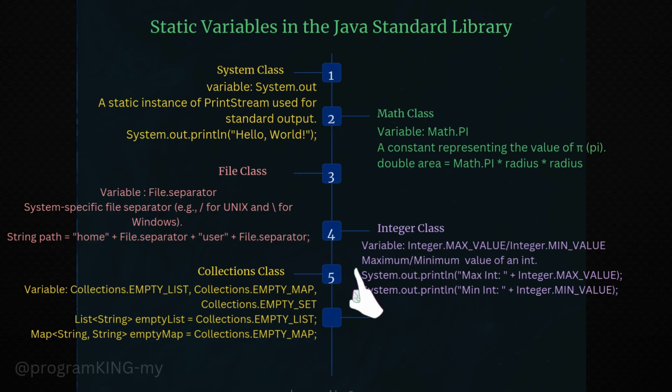Collections. Lastly, the Collections class. It provides static constants like Collections.EMPTY_LIST, EMPTY_MAP, and EMPTY_SET. These are immutable, predefined empty collections. For instance, List emptyList = Collections.EMPTY_LIST; Map emptyMap = Collections.EMPTY_MAP. These come in handy when you need placeholder collections without any data.